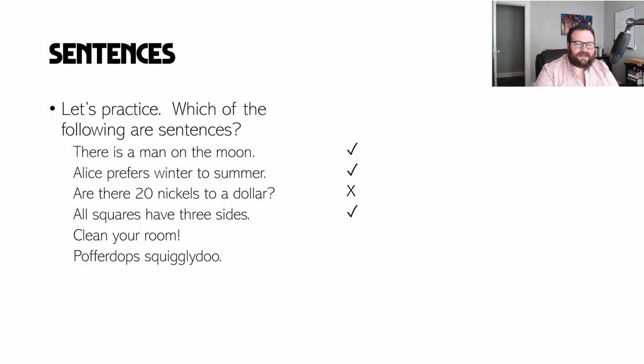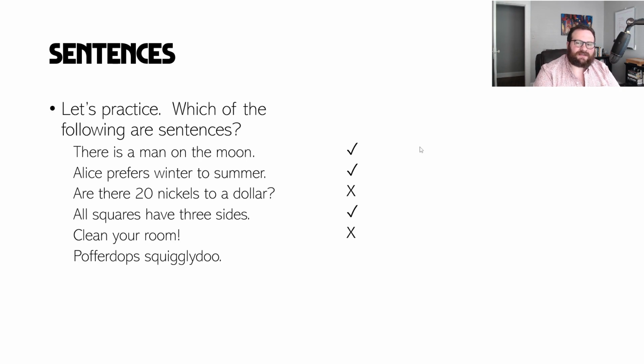What about the next one? Clean your room, right? Or shut the door, right? Something like that. Those are not sentences. Why? Because they're like commands. They're imperatives. You're not asserting something that could be true or false. Okay, so not a sentence.